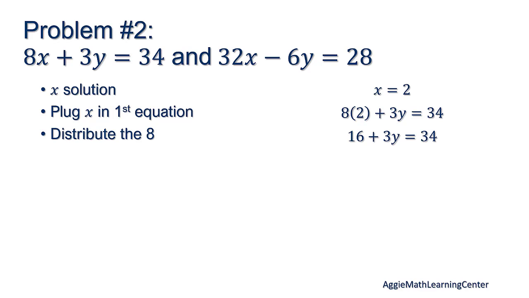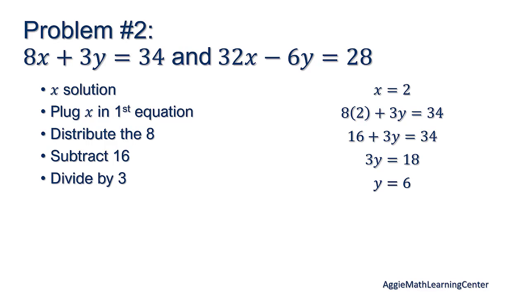This can be simplified to 16 plus 3y equals 34. Then we can solve for y by subtracting 16 from both sides to get 3y equals 18. And then divide by 3 to get y equals 6. Now we know both the x and y coordinates that satisfy this system of equations. Therefore our answer is the point (2, 6).